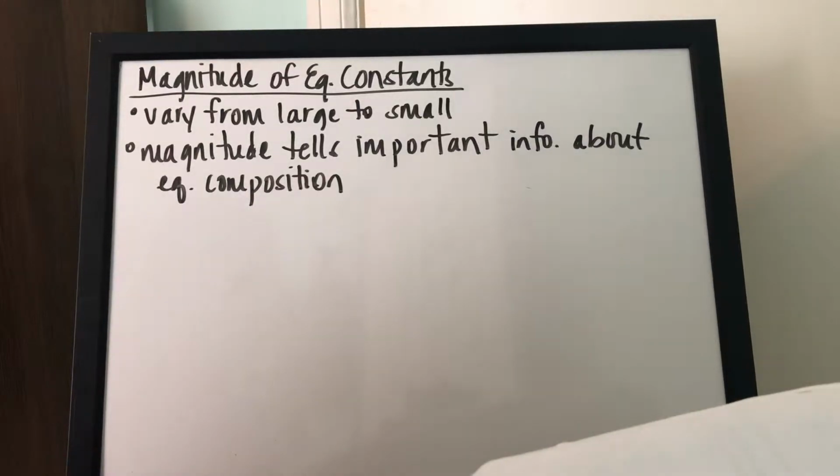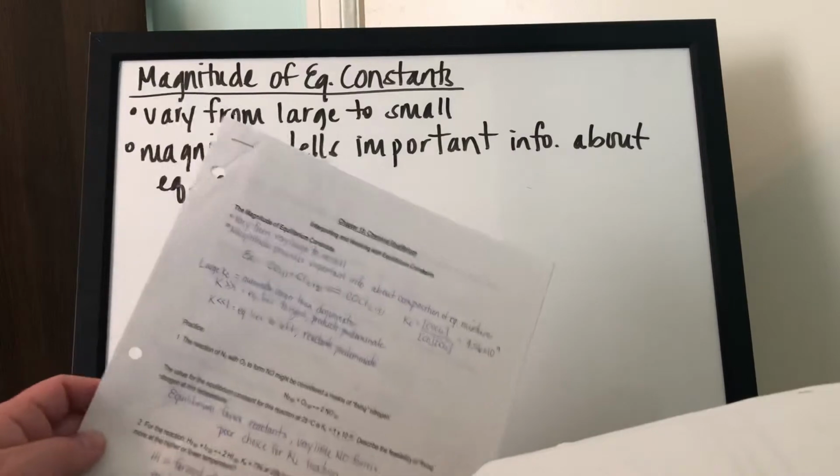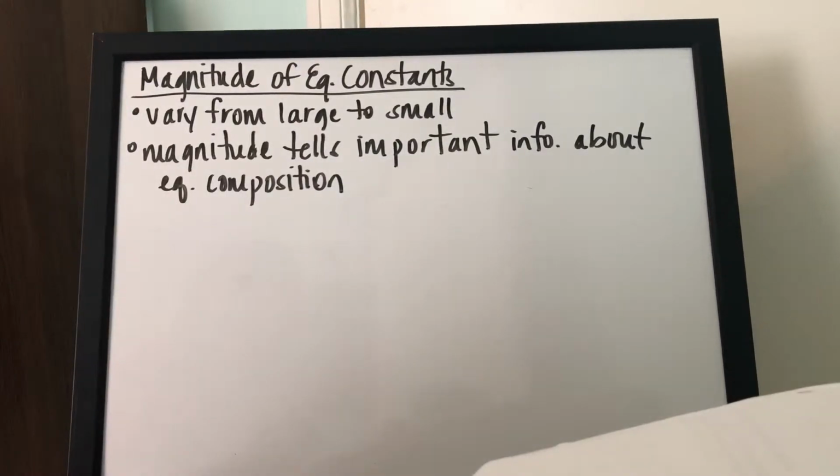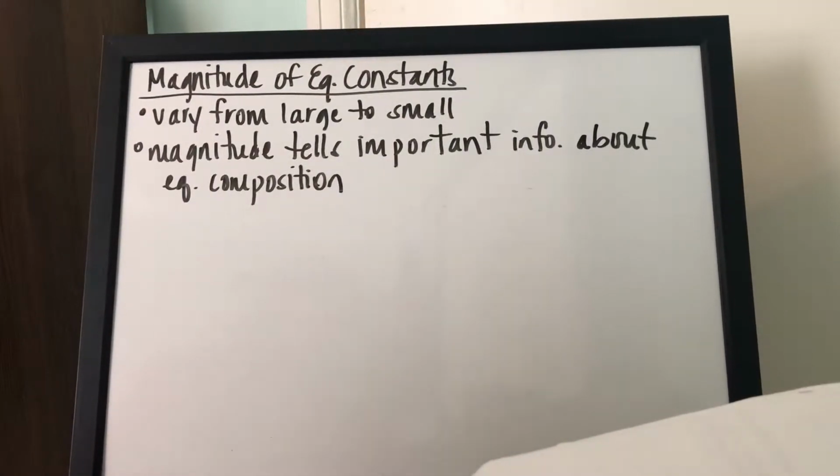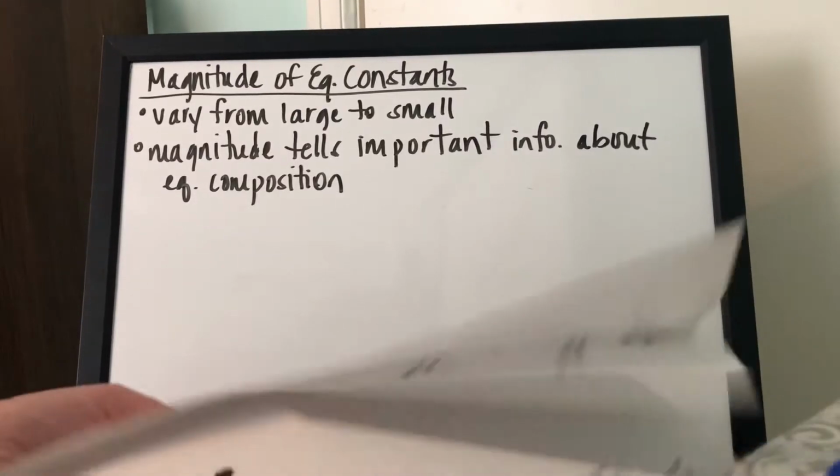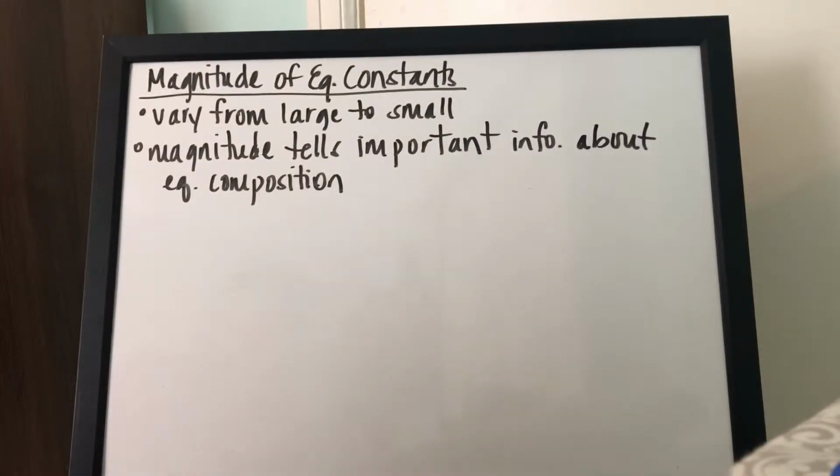Right, this video is on interpreting and working with equilibrium constants, and it's your packet that looks something like this. Okay, so this first section is entitled The Magnitude of the Equilibrium Constant. A little bit of background information: the equilibrium constants, whether we're talking about Kc or Kp, vary from very large numbers to very small numbers.